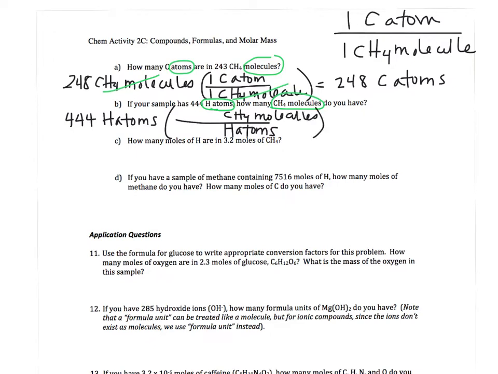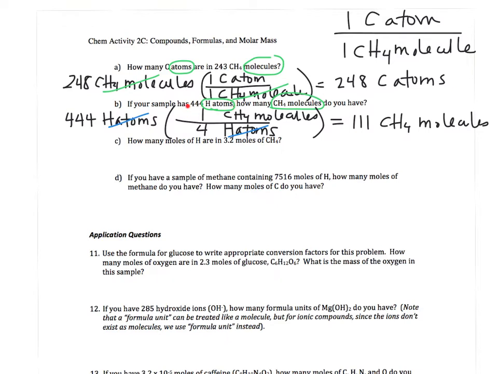And if we go back and look, we know that there are 4 hydrogen atoms for every one molecule. And so what we're going to do now is we can see that the hydrogen atoms will cancel. And what we're left with once we do the math is 111 CH4 molecules.